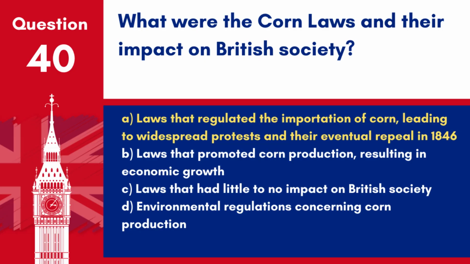Answer: A. Laws that regulated the importation of corn, leading to widespread protests and their eventual repeal in 1846. The Corn Laws were tariffs and restrictions on imported grain enforced in the UK between 1815 and 1846, designed to keep grain prices high to favour domestic producers. Their repeal followed significant public unrest and marked an important shift towards free trade.